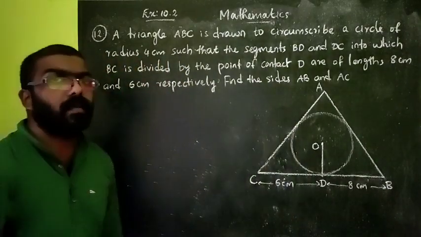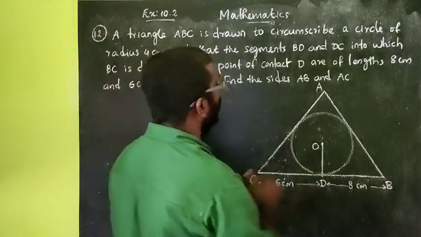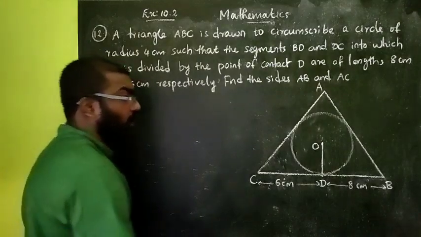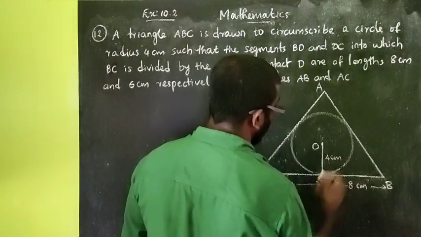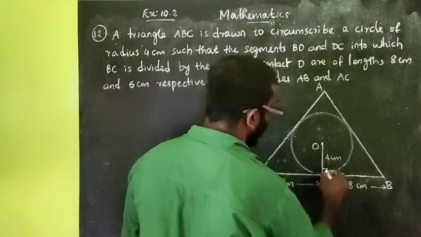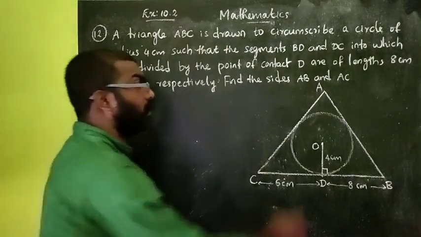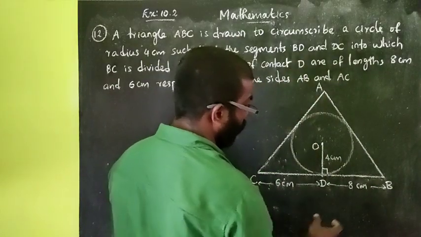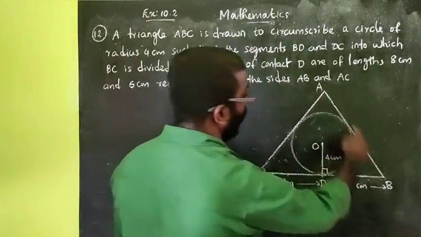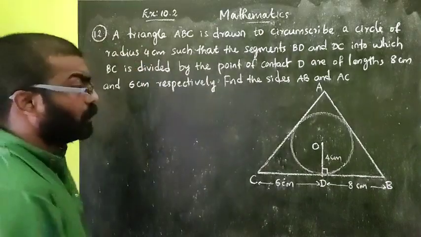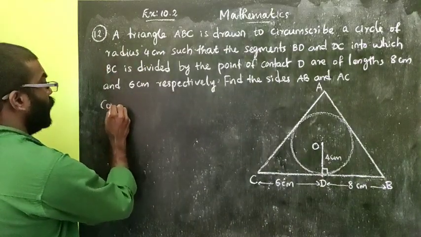So here we are given a triangle ABC is drawn to circumscribe a circle of radius 4 cm. So here we can mark this length OD as 4 cm. Here it is the radius, so the angle will be 90 degree. Tangent is perpendicular to the radius. The segments BD and DC are of length 8 and 6 cm. We have to find the sides AB and AC. So first of all, we can make some constructions. We have to draw some helping lines.